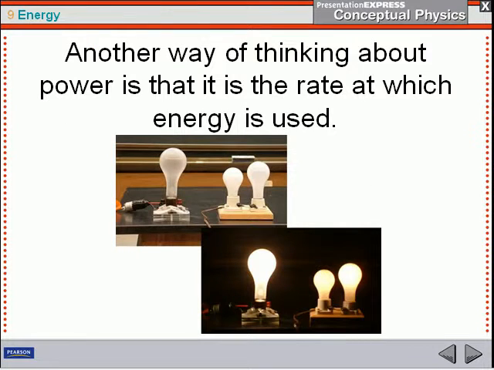Another way of thinking about this is that it's the rate at which we use energy. A 100 kilowatt light bulb is more powerful than a 60 kilowatt light bulb, and it's going to use more energy. That's why you often will use a lower rated light bulb. I use a lot of 60 kilowatt light bulbs that give enough light, and they use less power. They have less power. They use less energy.